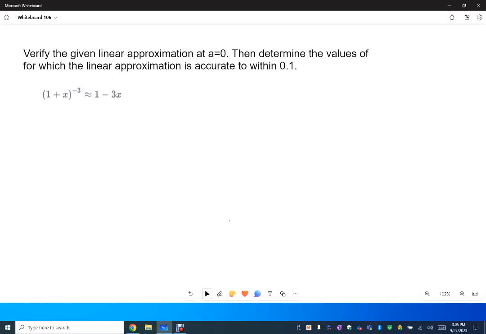Okay, we need to verify the given linear approximation at a equals 0, and then determine the values for which the linear approximation is accurate within 0.1. So, first of all, my function is (1 plus x) to the negative 3, and we want to take its linear approximation at a equals 0, which of course is an x value.